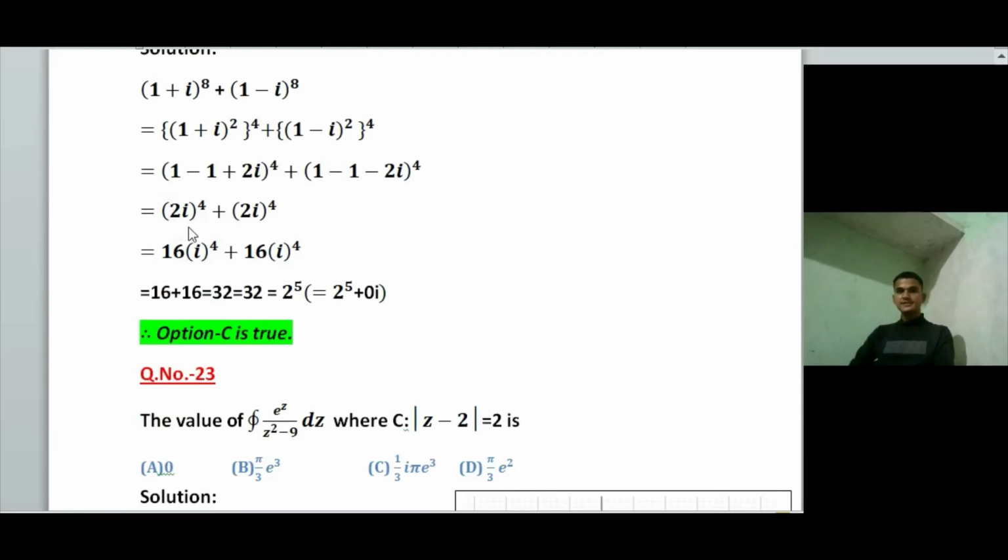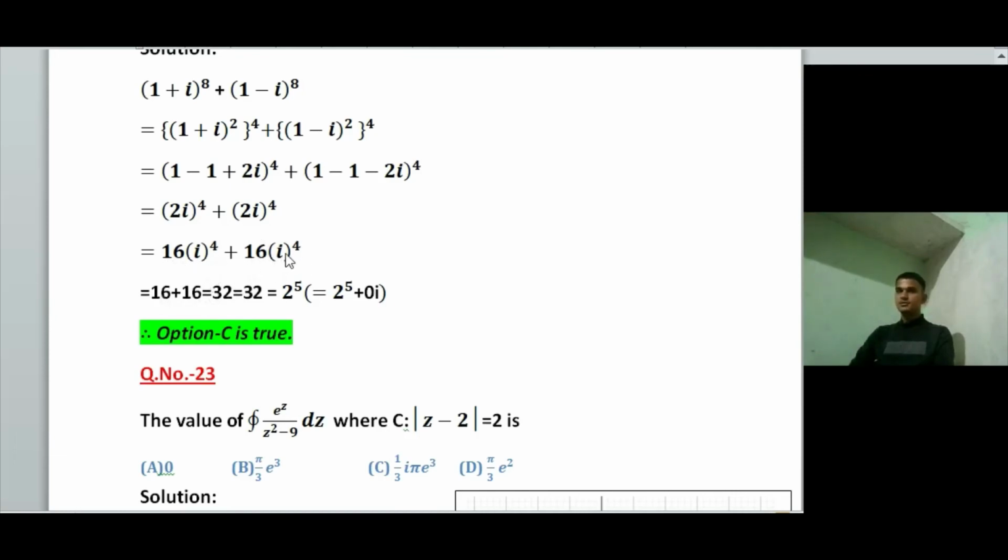Okay. So 2 to the power 4 is 16, and this is i to the power 4. i to the power 2 is equal to minus 1. i to the power 4 is equal to i to the power 2 into i to the power 2. i to the power 2 is minus 1. Minus 1 into minus 1 is equal to plus 1. So 16 into plus 1, 16.